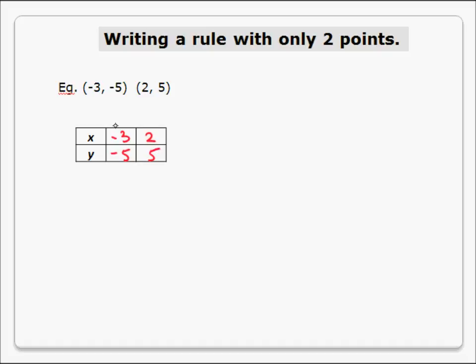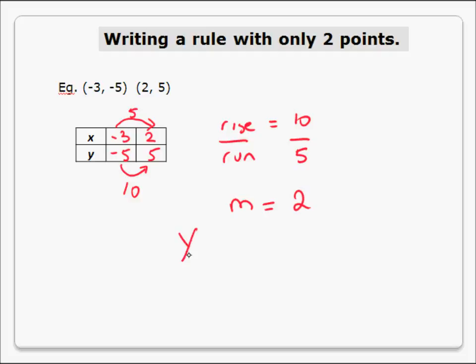So from going from -3 to 2, those points have a difference of 5. They are 5 spaces across the page. The y value has a difference of 10. That's a height difference of 10. So my rise is 10 and my run is 5. So therefore my gradient was 2. So I already have part of the rule. I know that y equals 2x, so that's the gradient 2, plus c.